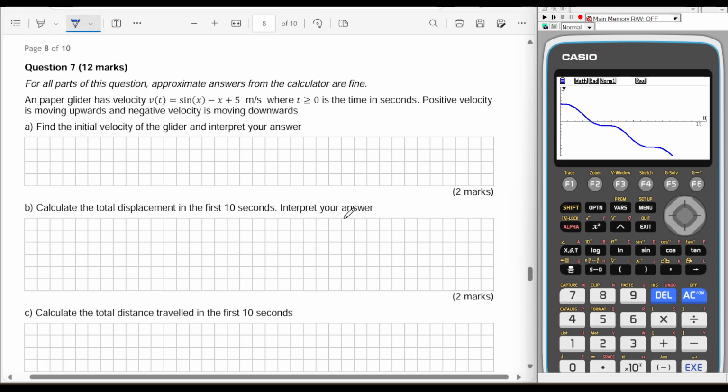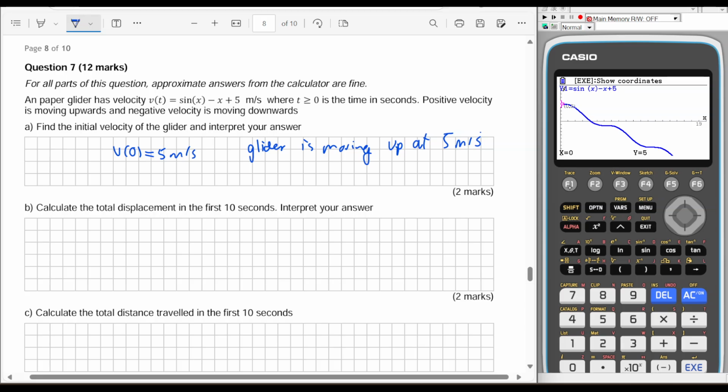All right, find the initial velocity. So the velocity at 0, trace 0, 5, it exactly equals 5. So the glider is moving up at 5 meters per second, and it's up because positive is up and negative is down. That's what we said in the question.